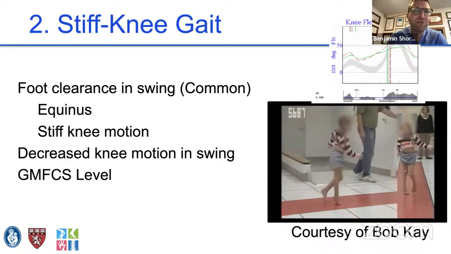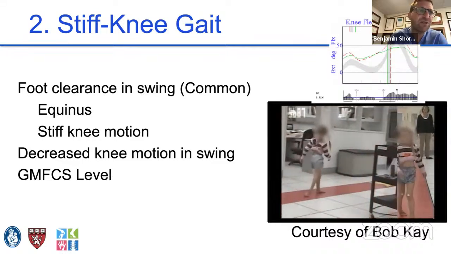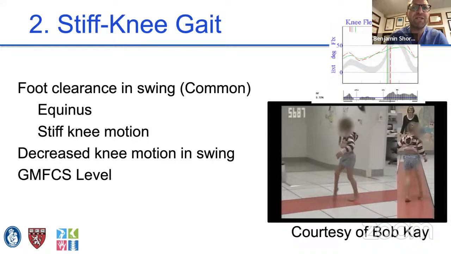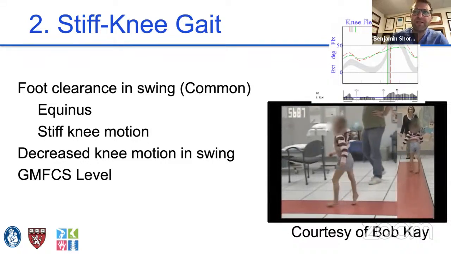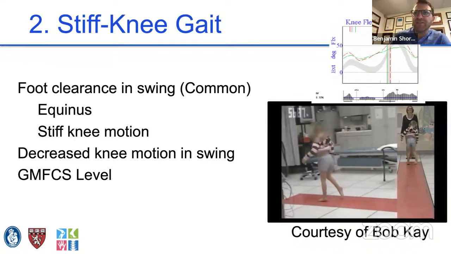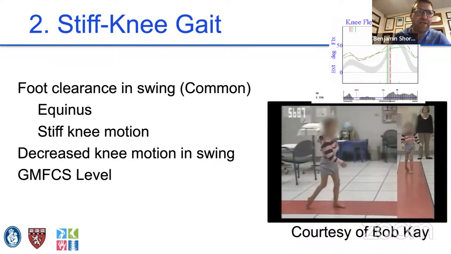Stiff knee gait is associated with increased tone in the rectus and also some associated equinus. This is a video courtesy of Bob Kay. And what you're looking for here is that decreased peak knee flexion that's delayed, as you can see in the top right.